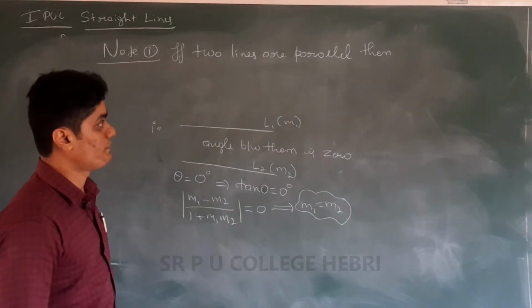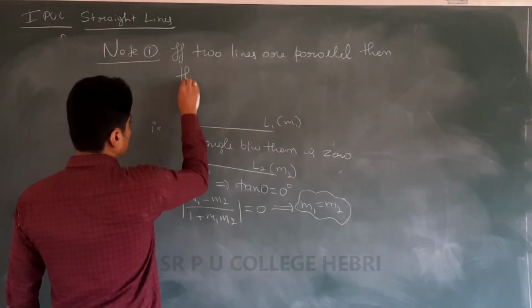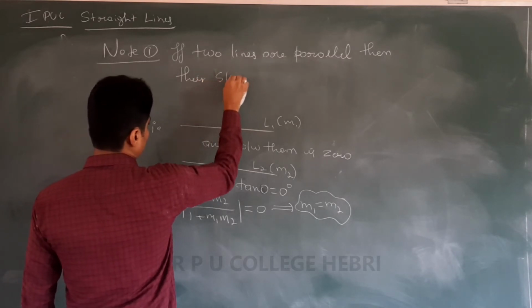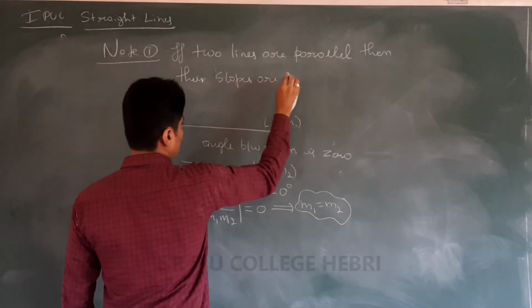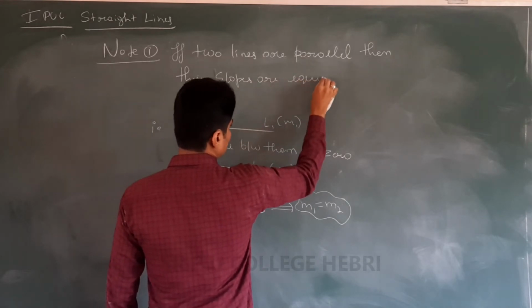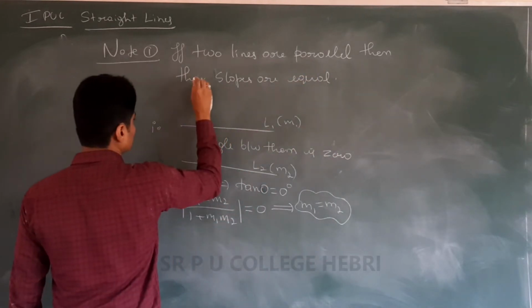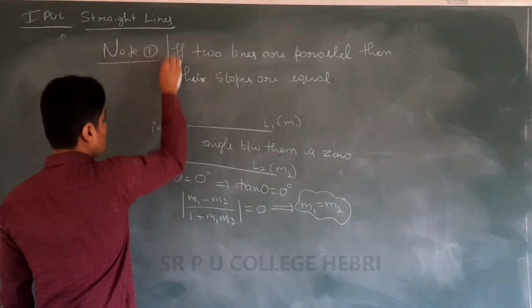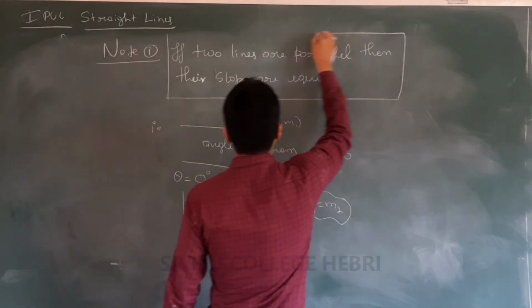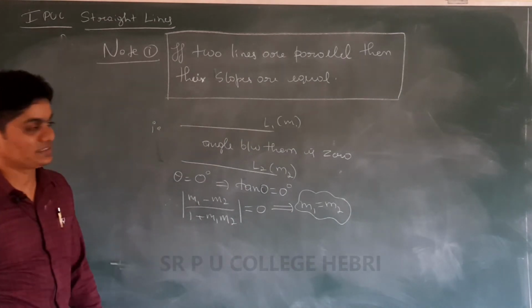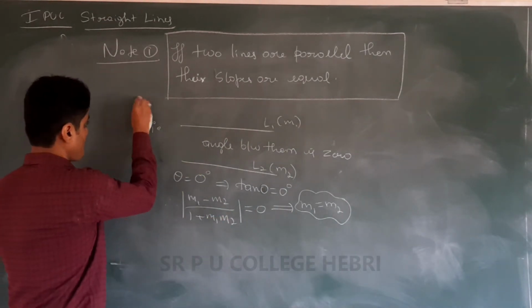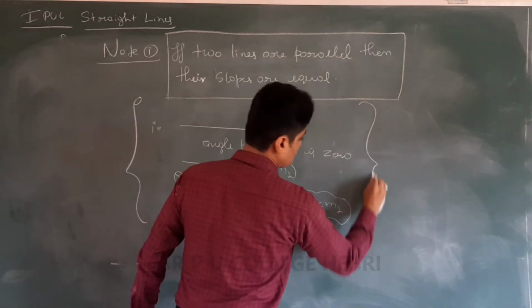If two lines are parallel, then their slopes are equal. So please remember this information: if two lines are parallel, then their slopes are equal. The reason is here. This is the reason.